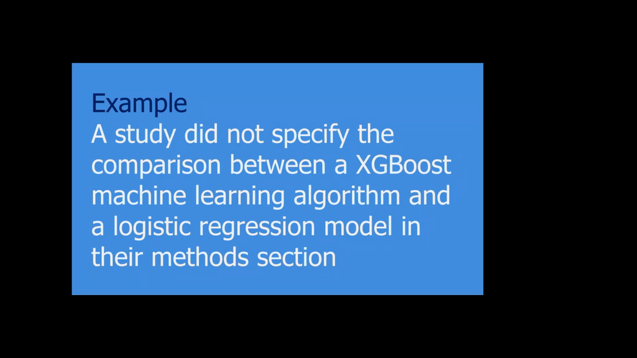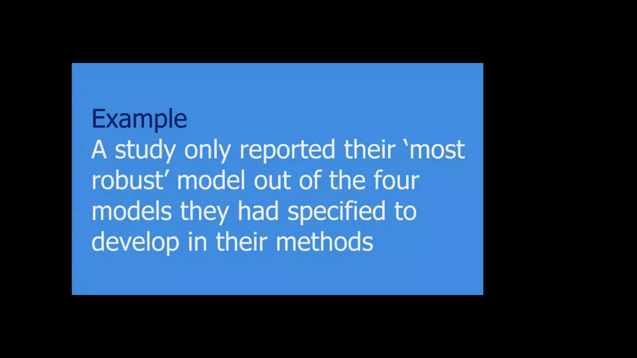Or was it something that they just did off the cuff, which is probably more likely, just because it wasn't pre-specified even in that manuscript. There was another study that developed 4 models in their method. They talk about that, but then go on to only report their most robust model in their results section. So again, selectively reporting what they consider their most robust, which I assume was going to be the one which had the highest C statistic.